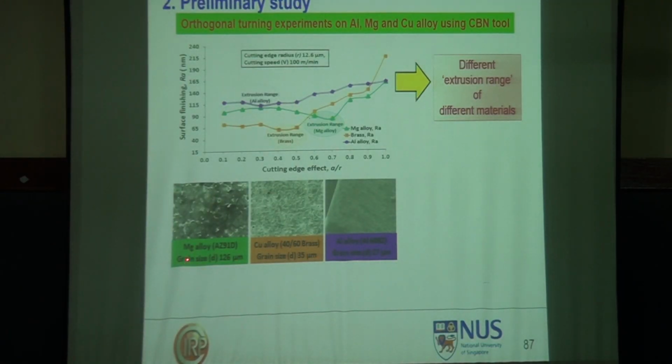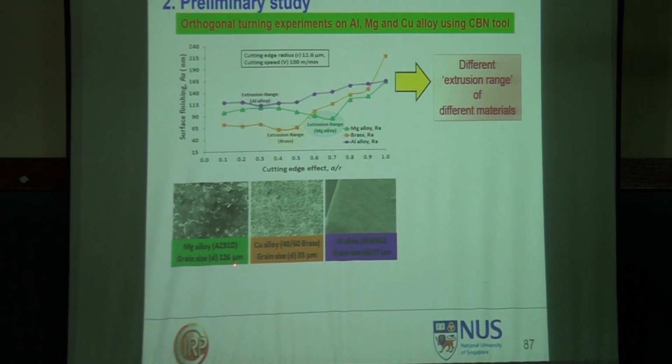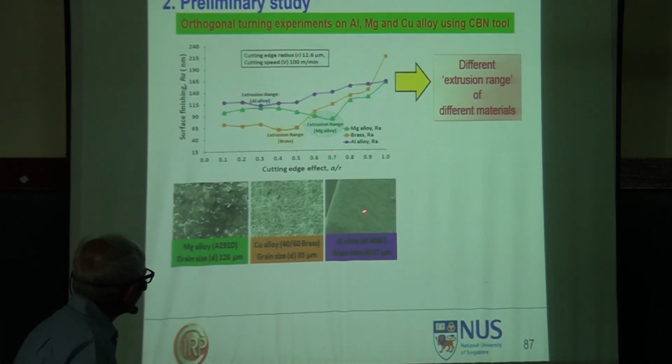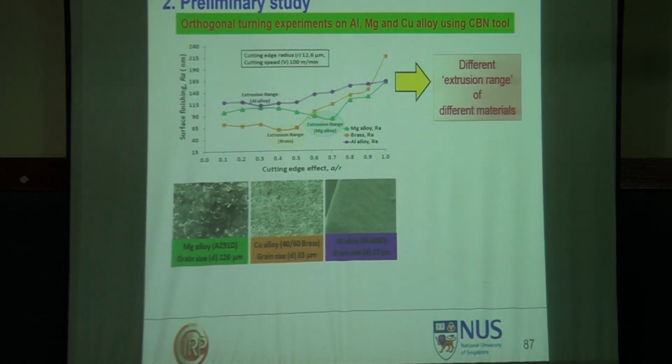So this is the behavior. Magnesium alloy grain size was 126 micrometer, and for copper it was 35 micron. The color is wrong. This is for aluminum, it is 27 micron. Okay? Here something more can be done. I'll try to find out whether you can do something on this further. I will not tell you what it is. Okay? Homework.